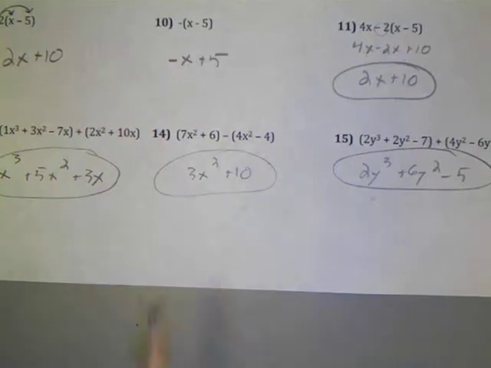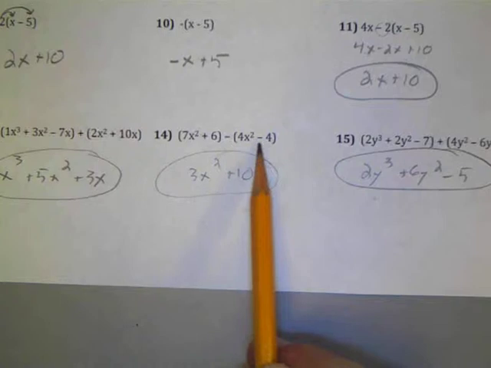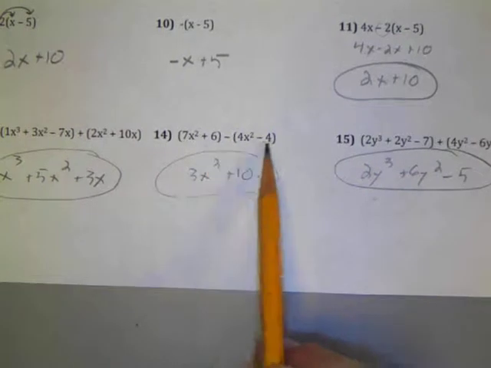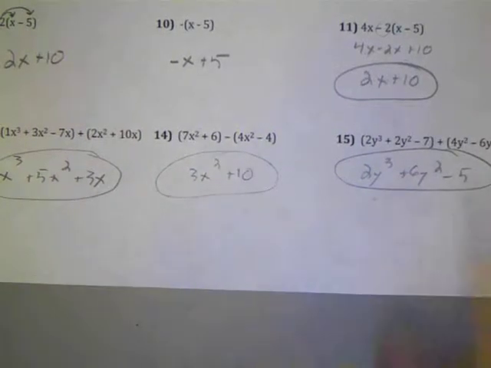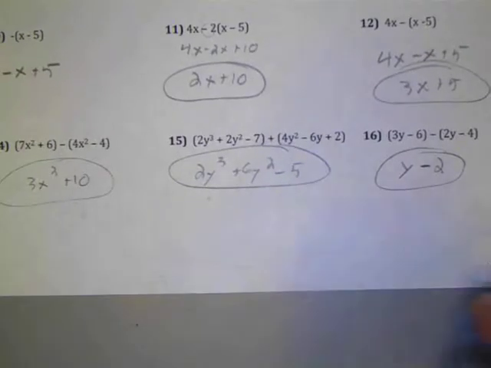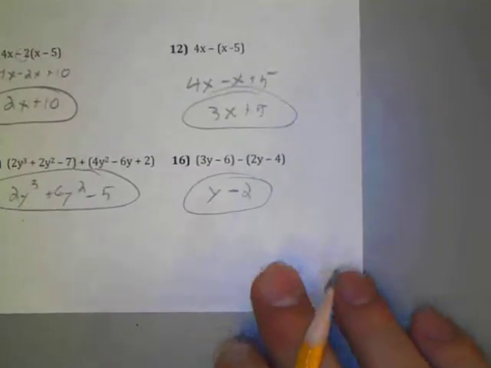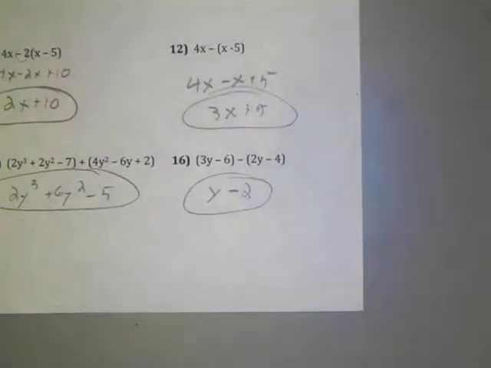Why is it plus 10? Because this negative has to distribute. Negative, negative becomes a positive 4. What's 6 and a positive 4? You got it, 10. And 15 is 2y cubed plus 6y squared minus 5. And 16y minus 2. Again, you can rewind this video if you need to see any of the answers again.